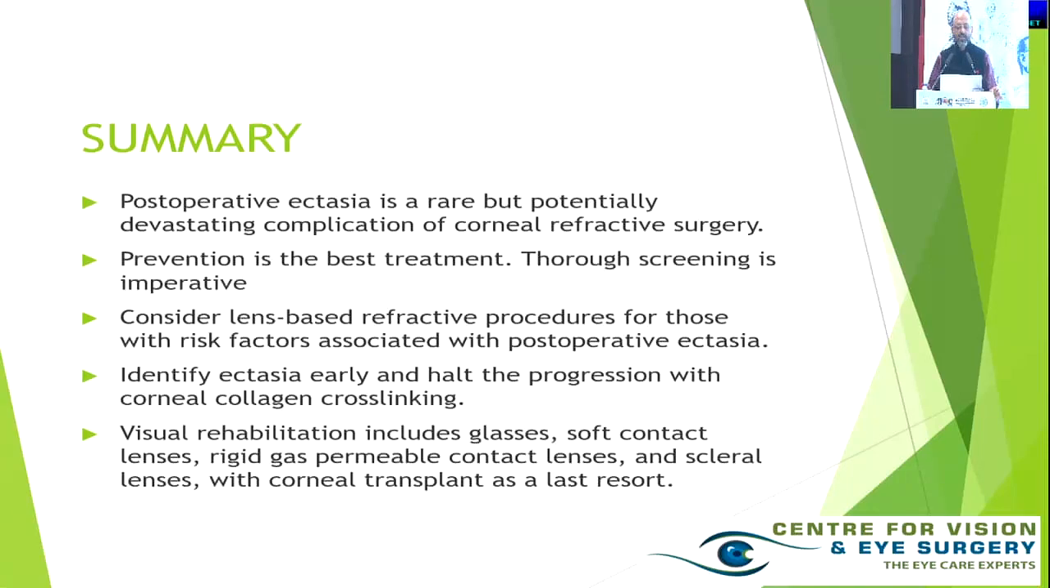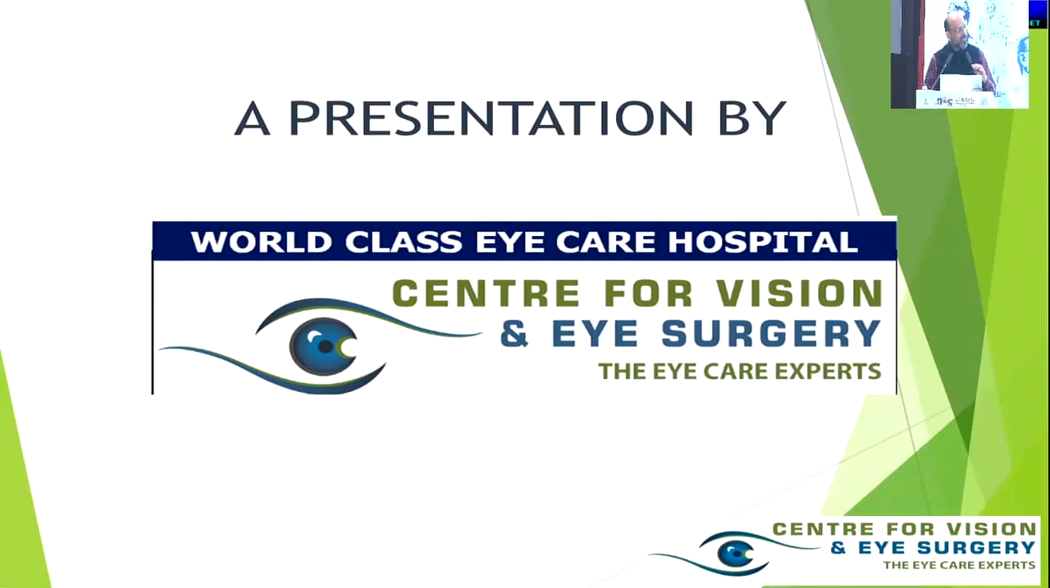Visual rehabilitation could include glasses, contact lenses, RGPs. Scleral lenses give very, very good results even for early and advanced keratoconus. You can combine it with surgical corneal procedures, and cornea transplant, at least for post-LASIK ectasia, is presently a last resort.